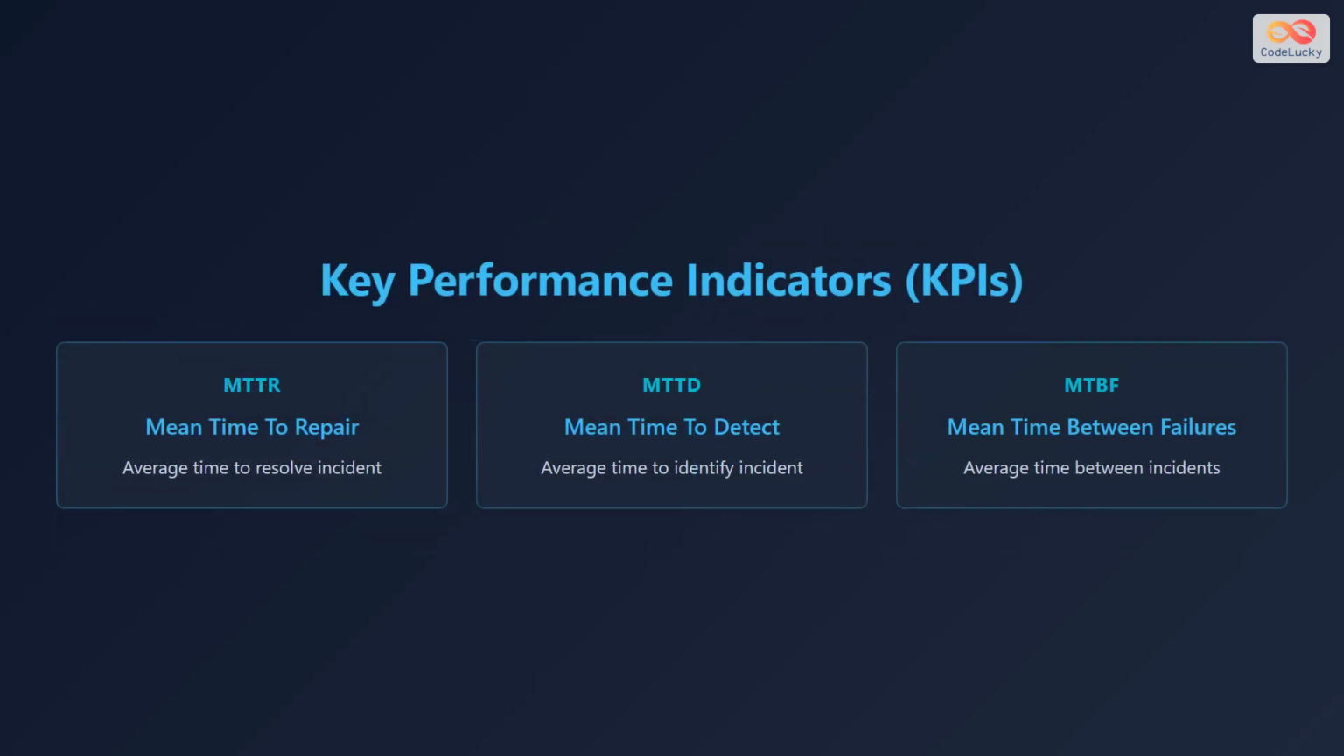To measure the effectiveness of incident management, we track three key metrics. MTTR stands for mean time to repair. This is the average time it takes to completely resolve an incident from start to finish. MTTD stands for mean time to detect. This measures how quickly your monitoring systems identify that an incident has occurred. MTBF stands for mean time between failures. This measures the average time between one incident and the next one. By tracking these metrics over time, you can identify trends and optimize your incident response process.